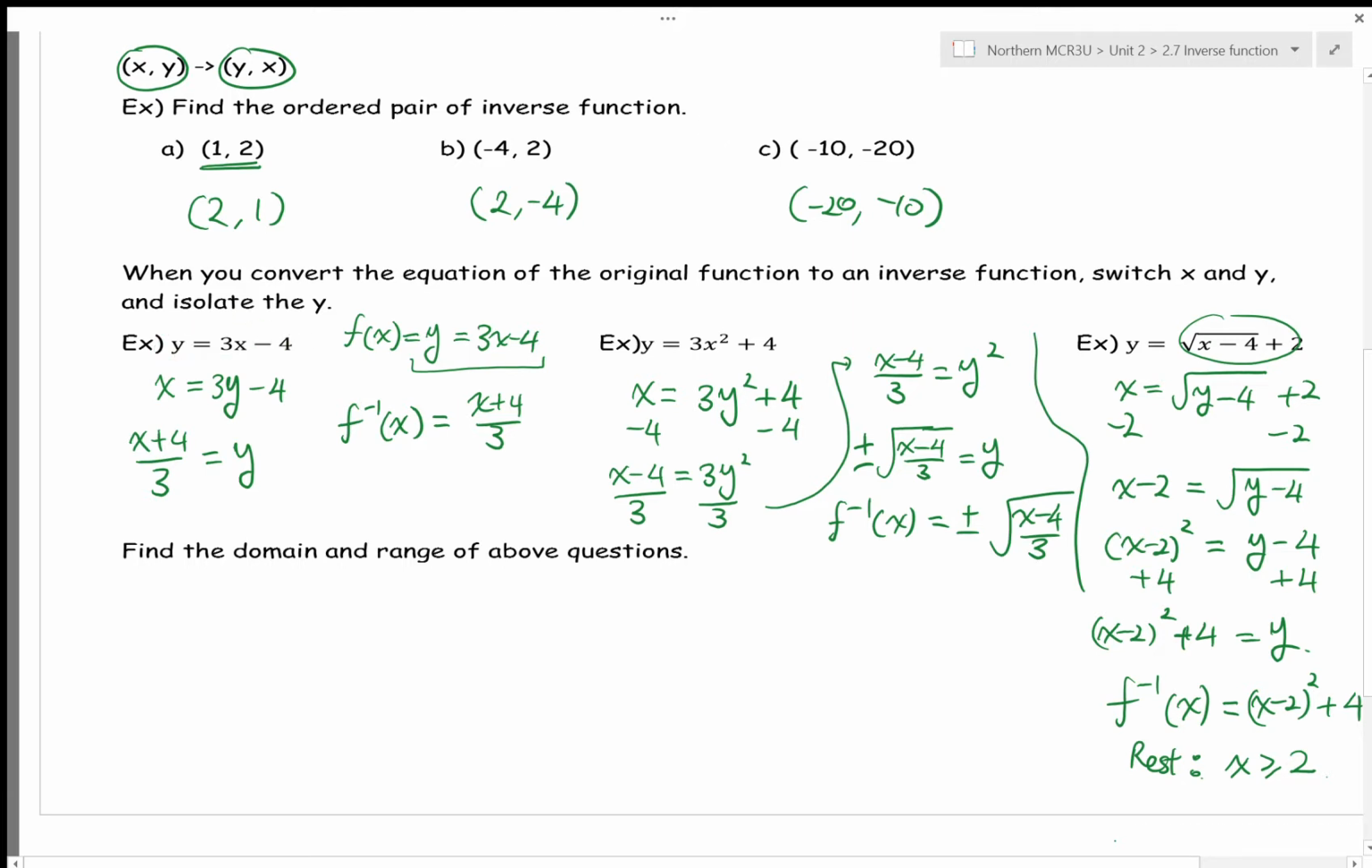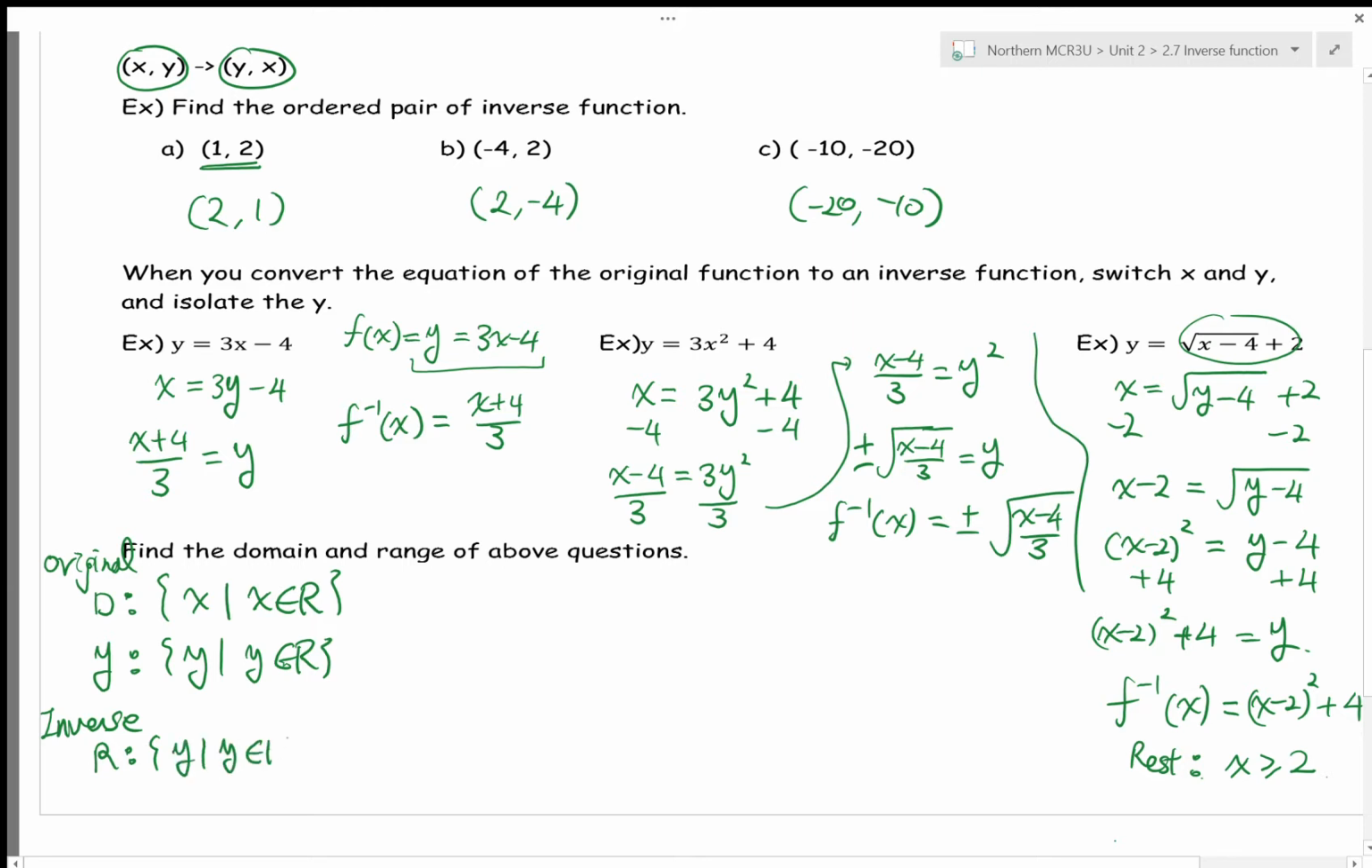So what was the domain of the original? Well, the domain of the original is x such that x is an element of the real numbers, and the range also was the real numbers. So this was the original, right? But remember, for the domain and the range of the inverse, you basically switch these two. So for the inverse, this then becomes the range as y such that y is an element of the real numbers, and the domain as x such that x is an element of the real numbers.